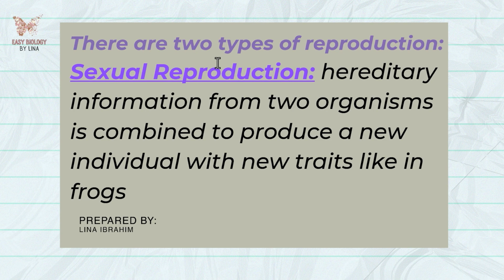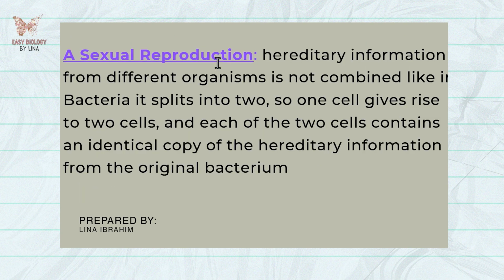While in asexual reproduction, the hereditary information is not combined from different organisms, like in bacteria. We start with only one organism, and this organism splits into two. So one cell will give rise to two cells, and each of these two cells contains an identical copy of the hereditary information from the original bacterium. So the opposite happens here. In asexual reproduction, we start from one parent, while in sexual reproduction we have two parents.